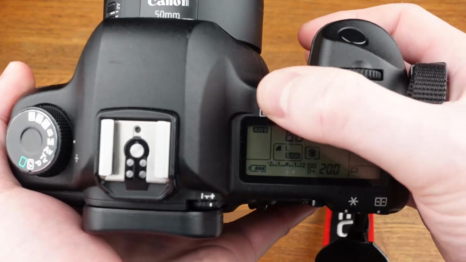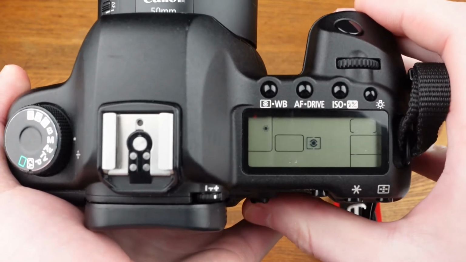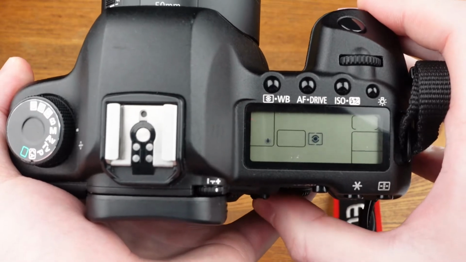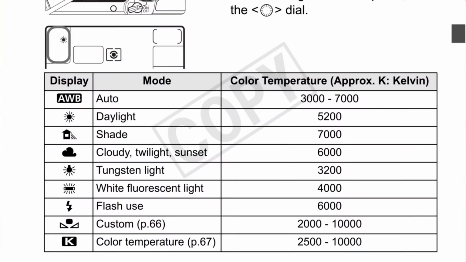The quick control wheel can be used to set the white balance. There are 9 different settings. 2 of them are customizable.